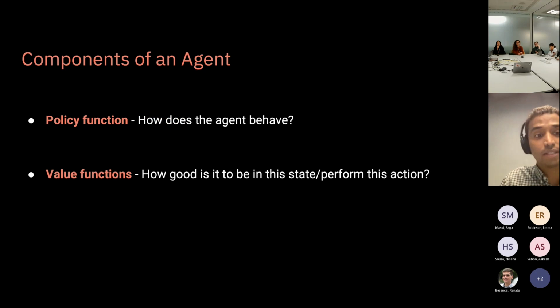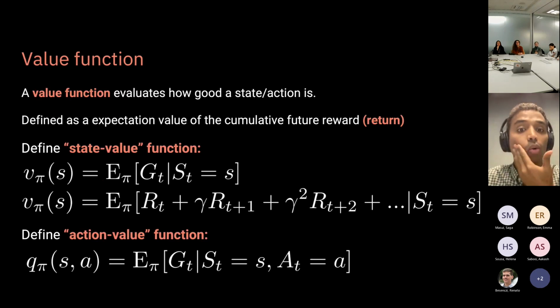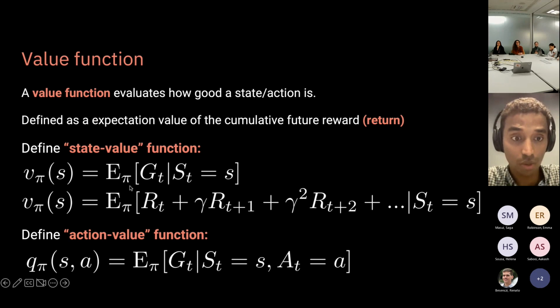The other component of the agent is the value function, which tells us how good it is to be in this state or perform this action. So it evaluates how good the state or action is. So we define what we call the state value function, which is the expected value of our reward function based on the current state. And if you remember, you substitute this G function with the mathematical expression, and then we also define the action value function.